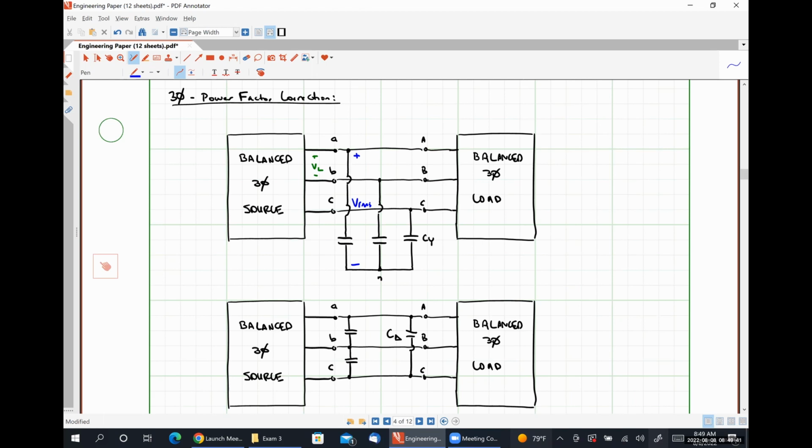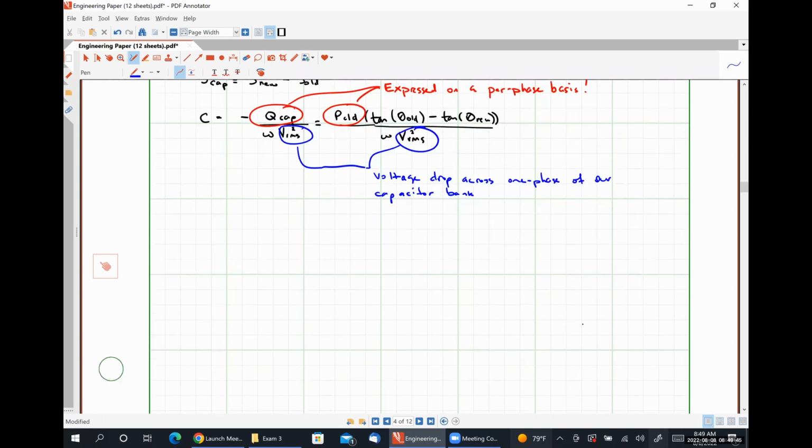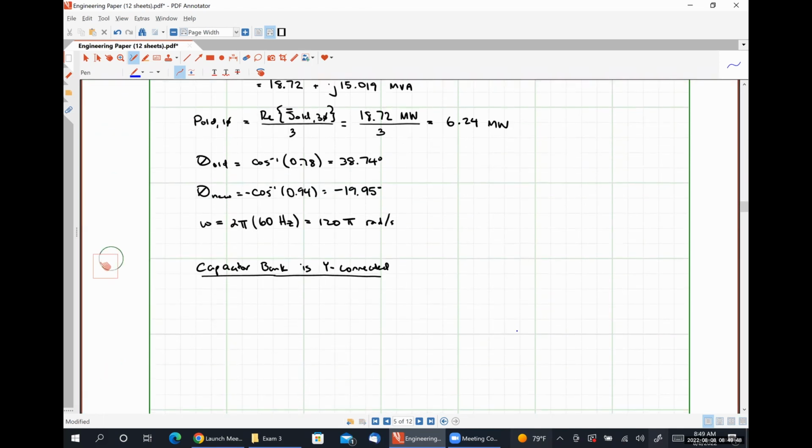So from that, we're going to see that VRMS is simply VL over the square root of 3, or 34.5 kilovolts RMS over root 3.